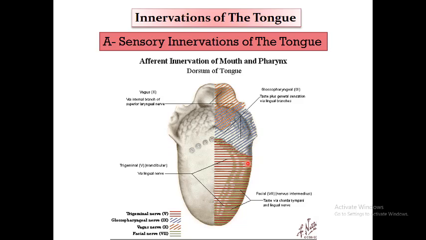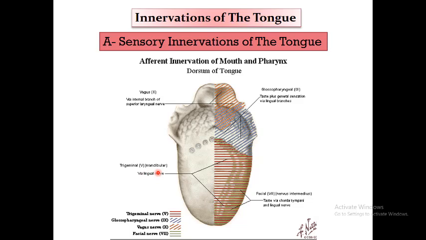Okay, let's begin with the anterior two-thirds of the tongue. This is the anterior two-thirds of the tongue. The anterior two-thirds of the tongue receives general sensation by a nerve called the lingual nerve, which runs on the inferior surface of the tongue. Remember this, lingual nerve, okay? This lingual nerve comes from the trigeminal mandibular division, which is the fifth cranial nerve, okay? So lingual nerve, general sensation for the anterior two-thirds of the tongue.